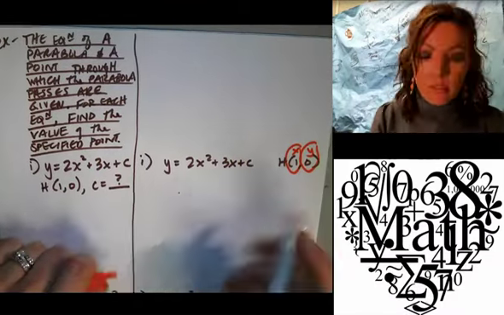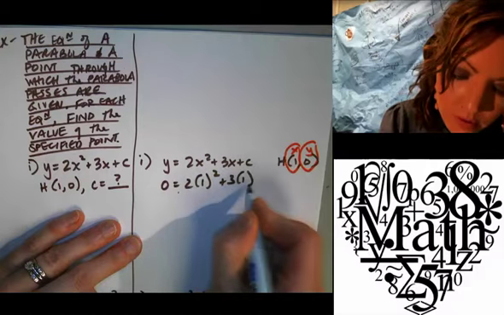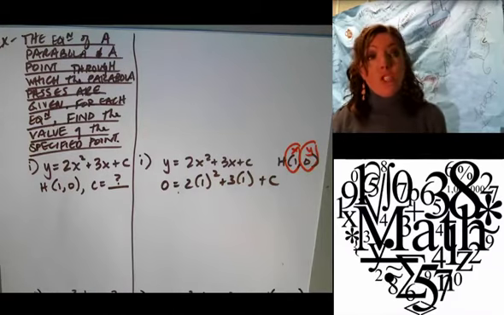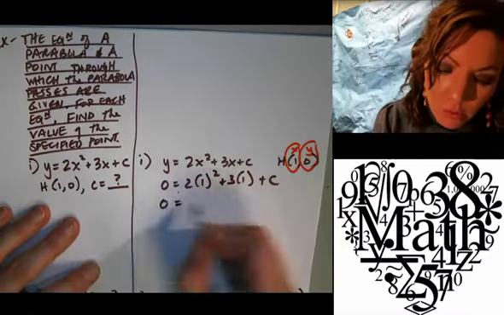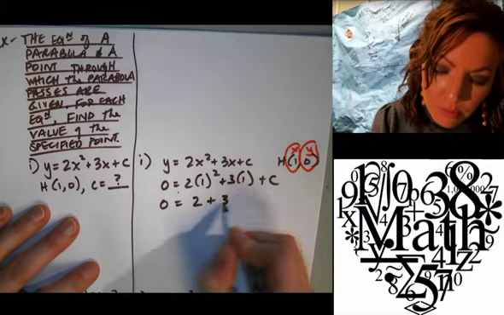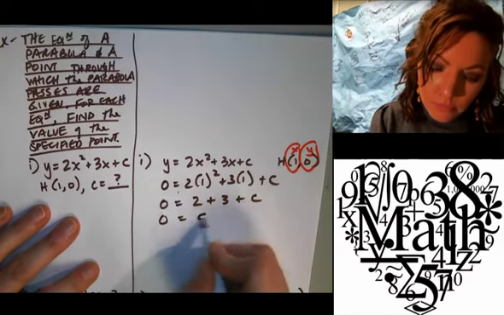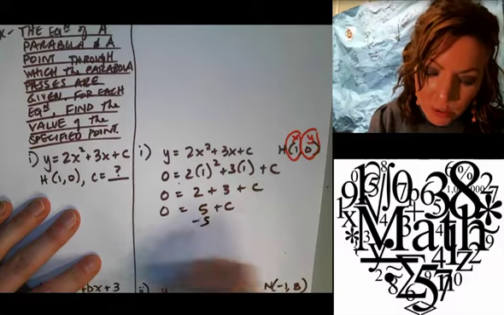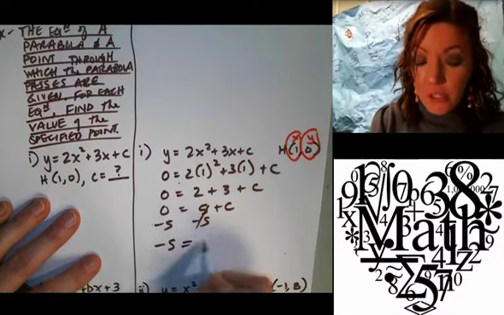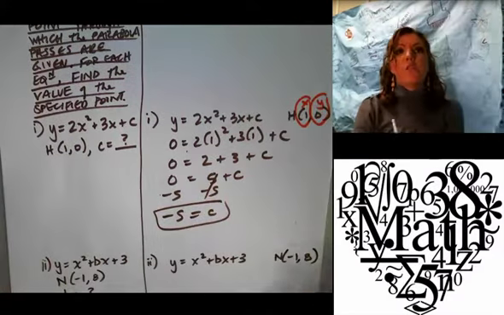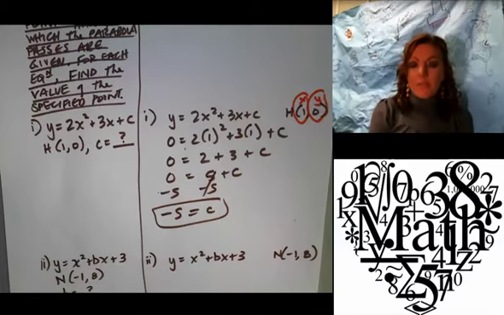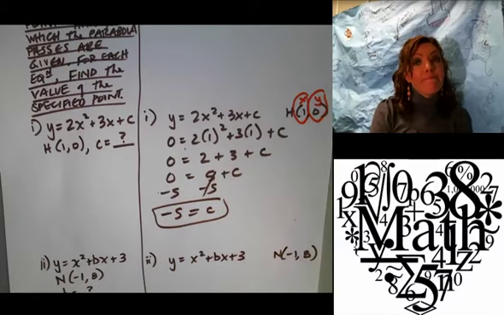Okay, so let's do that. The y is 0 and the x is 1. So we're just going through and solving this for c. So 0 equals 2 plus 3 plus c. Subtract 5, subtract 5. I'm trying to go fast for you guys. Okay, questions on that? That's all for that problem.